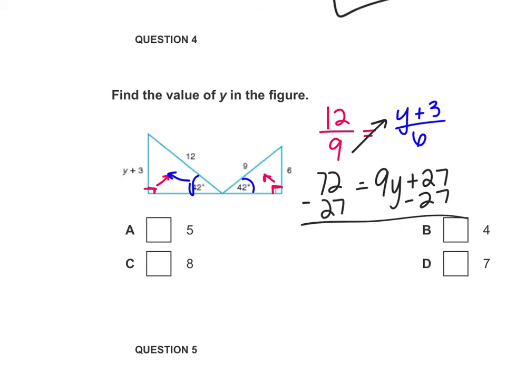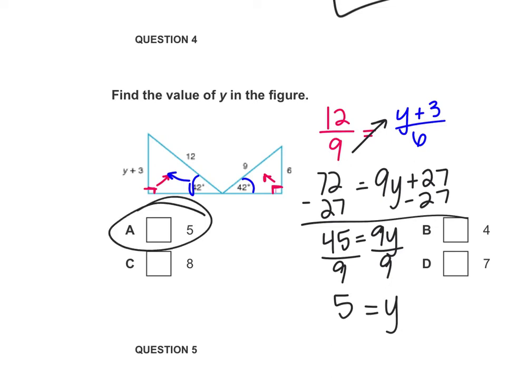Solving for y, we need to get that isolated. So we have 45 equals 9y. And then last step, y will equal 5, or A. So if you wanted to classify this type of triangle, we would have angle-angle similarity.